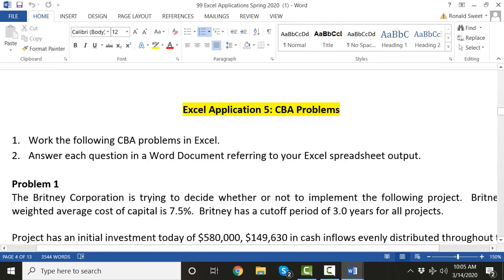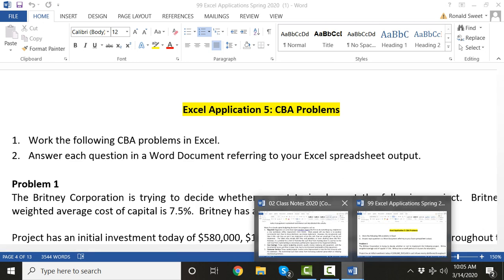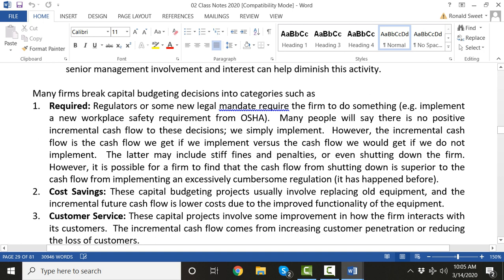Okay, in this video, I want to walk through the Excel applications for the cost-benefit analysis. Before doing that, let's finish up the notes for the cost-benefit analysis. I don't want to just read the notes to you. You can do that yourself.